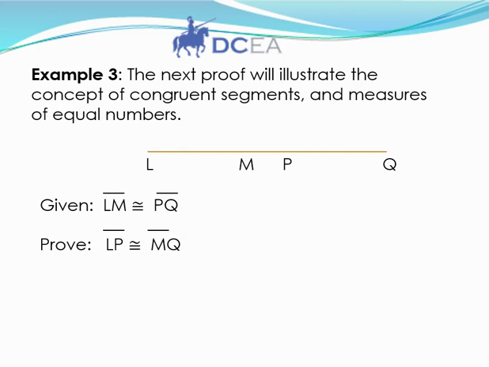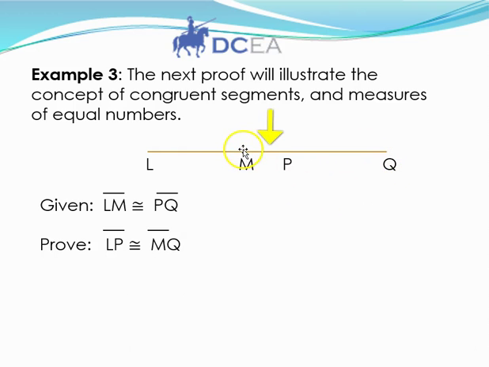Example 3. This next proof will illustrate the concept of congruent segments and measures of equal numbers. So we're given that segment LM is congruent to PQ. We need to prove that LP is congruent to MQ. Now look at these carefully. This is not the same proof that we just did, because we're actually looking at a longer segment the second time. These are different segments. These are different sets of points. So LM is congruent to PQ.